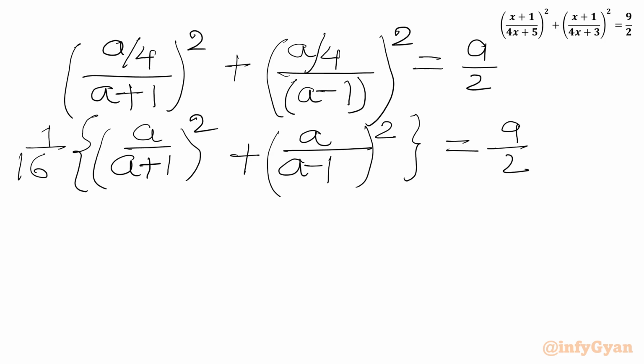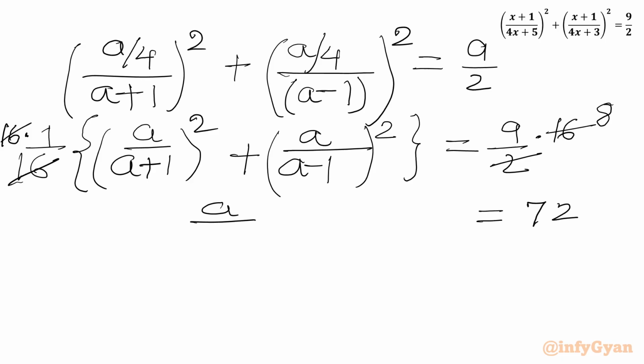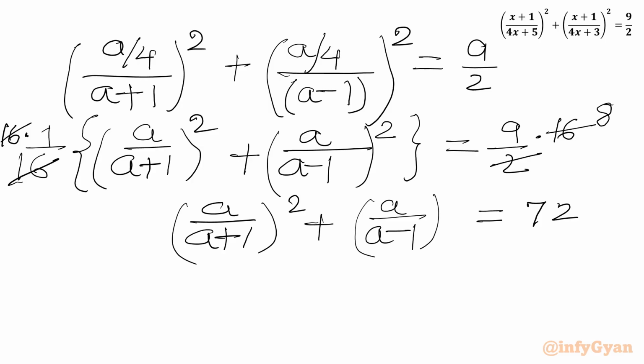Now I will multiply both sides by 16. So I can write here times 16. So this 16 will be gone from LHS, and in RHS I will write 9 times 8, 72. LHS will be a over a plus 1 whole square plus a over a minus 1 whole square, and RHS is 72.